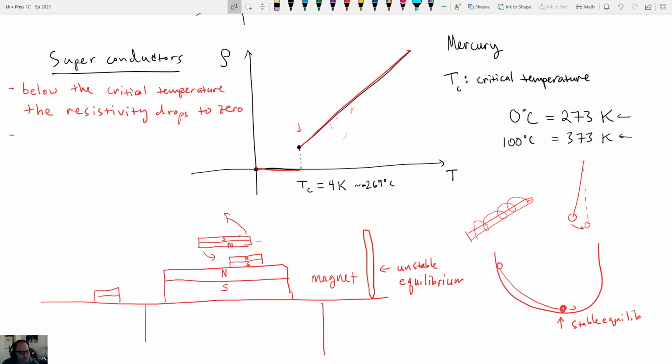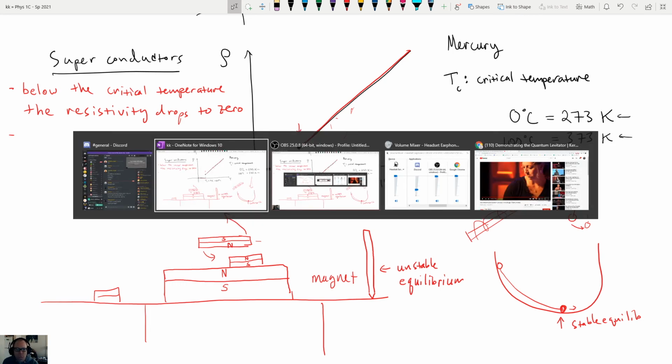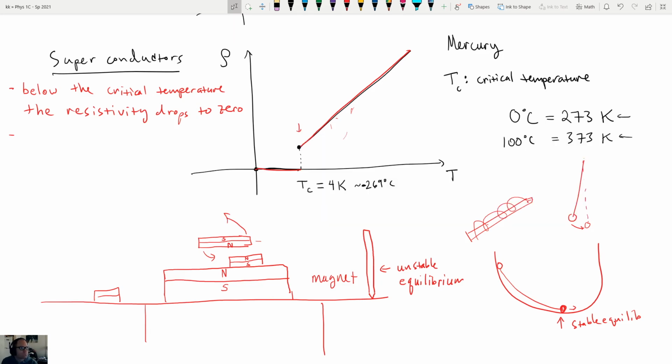Anyway, but about superconductors, what other ideas do you guys have about these kinds of things? What kind of things can you imagine that you could use these for? Maybe cars without wheels. Cars without wheels? Yeah, maybe so. I mean, frictionless motion is pretty cool, right?